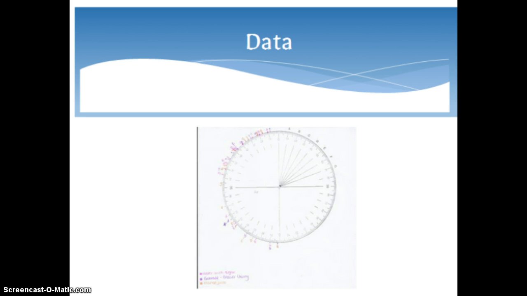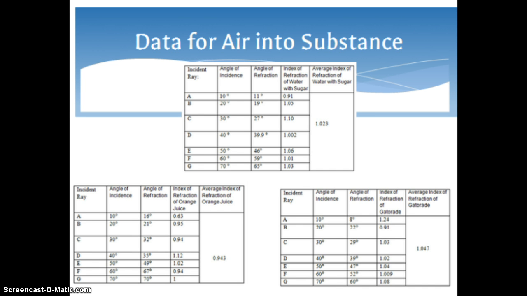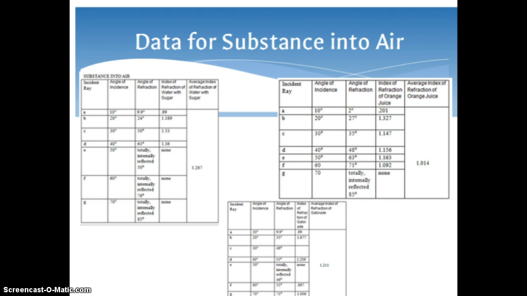As we were doing the experiment, we took the data on the paper protractor. Each substance's angle of refraction was measured with a different color, and it was marked by a capital letter, according to the critical angle A through G. We used the data that we put in the protractor, which were the angles of refraction. With the angles of refraction, we could calculate the index of refraction, which we found by using Snell's law. This would be our data for a substance into air.